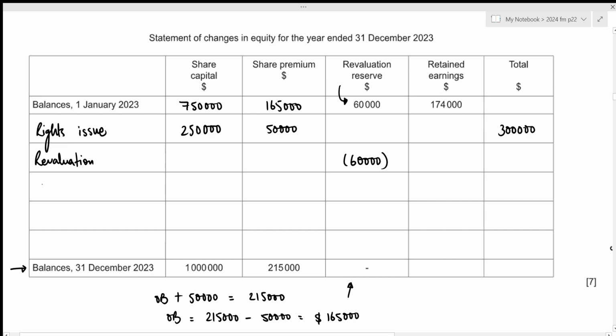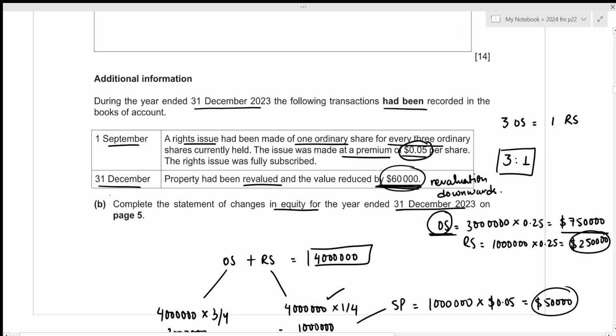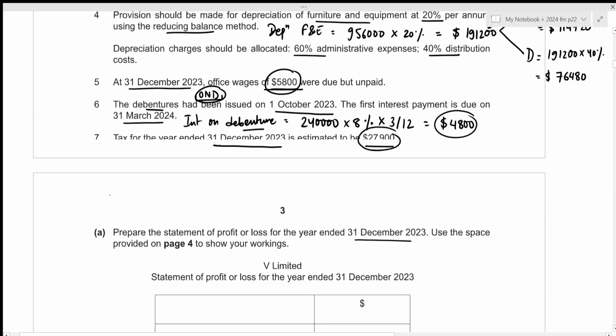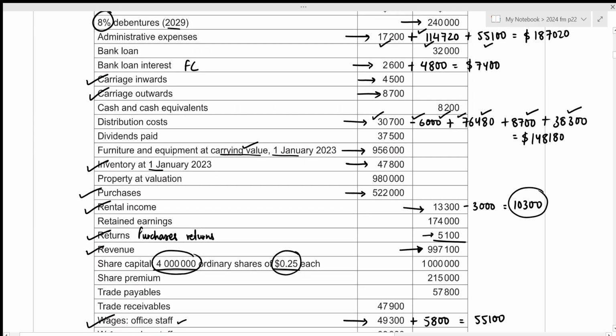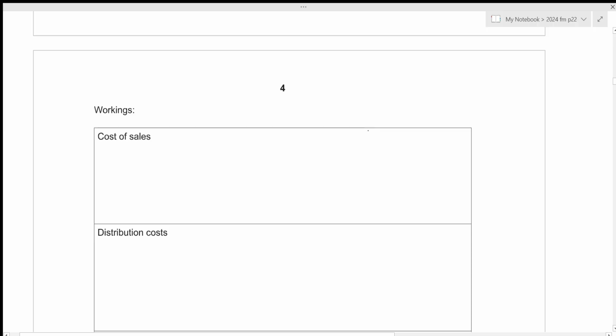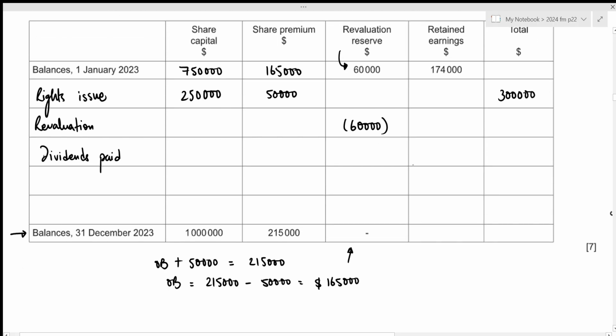We are also given information regarding dividends paid in this case. And dividends paid should always be subtracted from the retained earnings column. Let's take a look above. For our dividends paid, it's right here, the value is 37,500. Now we just need to subtract this from the retained earnings. So 37,500. And lastly, we need to add the profit for the year.